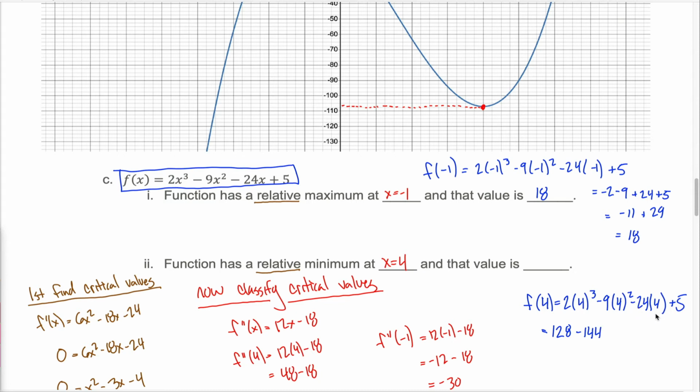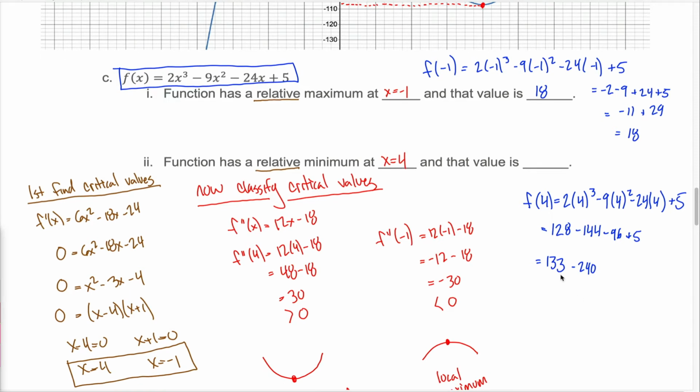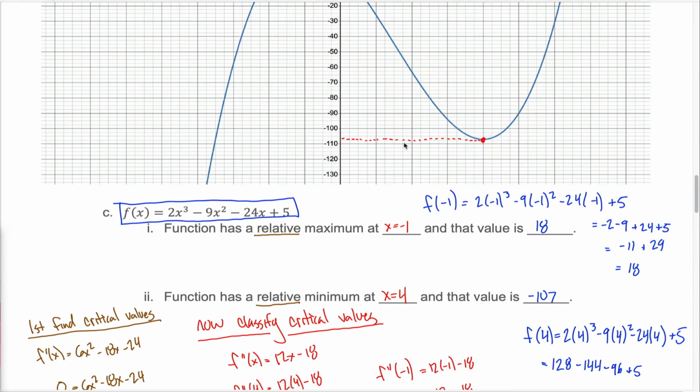24 times 4, well, 25 times 4 is 100, but I'm 1 4 short of 100, so I guess I'm at 96, and that's also negative. And then I got this plus 5. On the positive side, I got 128 and 5 more, so I got 133. And on the negative side, I got -144 and -96, which is -240. 133 minus 240 is -107. When I put 4 into my function, -107 comes out. Therefore, the value of my relative minimum that happened at x equals 4 is -107, as we can kind of confirm when we look at the graph here. That appears to be the height that I see here.